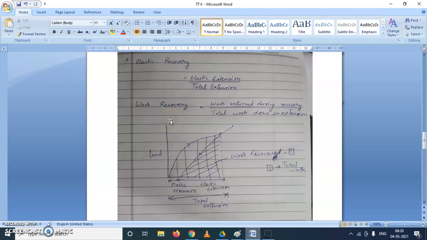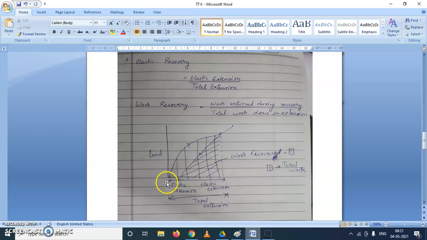Now one more term is used, work recovery, similar to elastic recovery. As we know now that the area under the load extension curve is called work of rupture. Now if this is a load extension curve of any fiber and this is the breaking point, without reaching the breaking point, at some point of extension, if we remove the load, it will come back, and the comparison of area under the curves of these two lines, that is, this is total area under the curve and this is recovered area under the curve, that will give you the ratio. That ratio will be called work recovery. Work returned during recovery divided by total work done in extension.